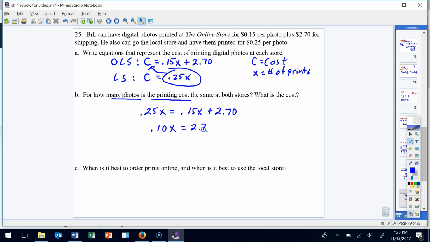I subtracted 0.15x from both sides. And now divide by 0.10, and you get 27. So the answer to how many photos would result in both of these charging the same amount: they're going to charge you the same amount if you only want to print 27 photos. Okay? And then what is that cost? Well, for 27 prints, all we have to do is choose just either one of these. It really doesn't matter. And replace x with 27. The cost will be, taking the bottom, the local store cost, they're going to be the same. Let's do 0.25 times 27.